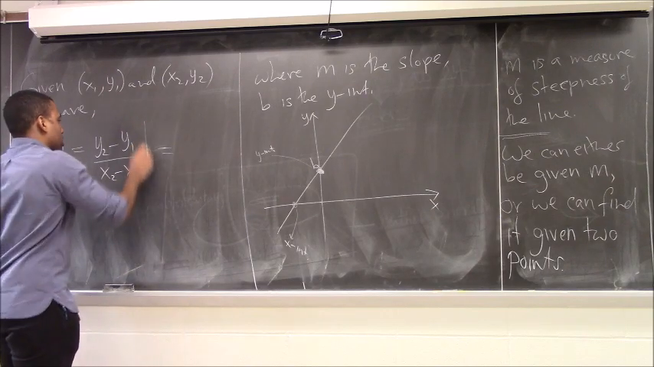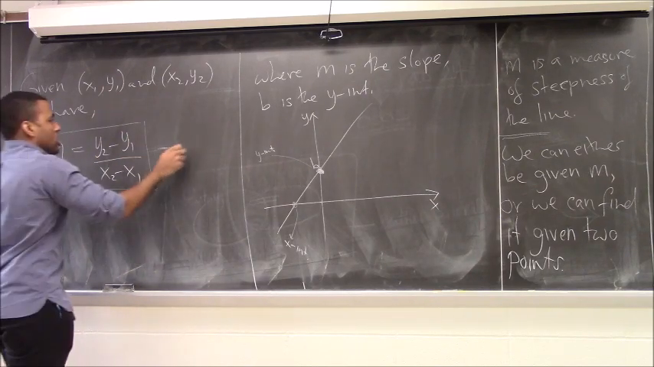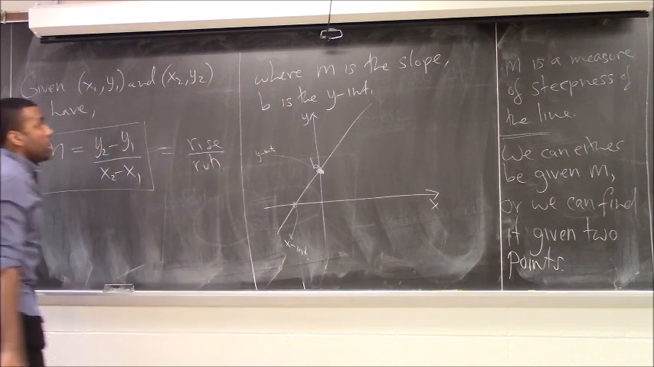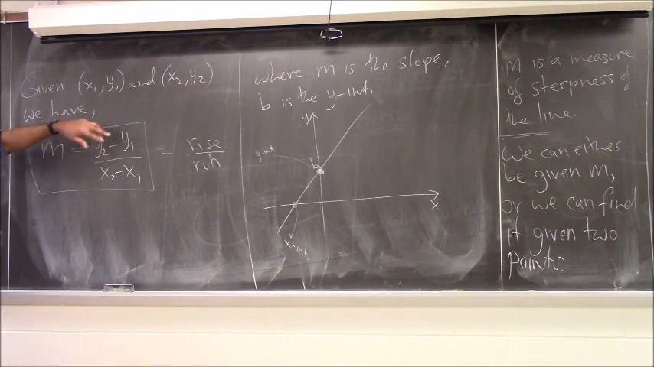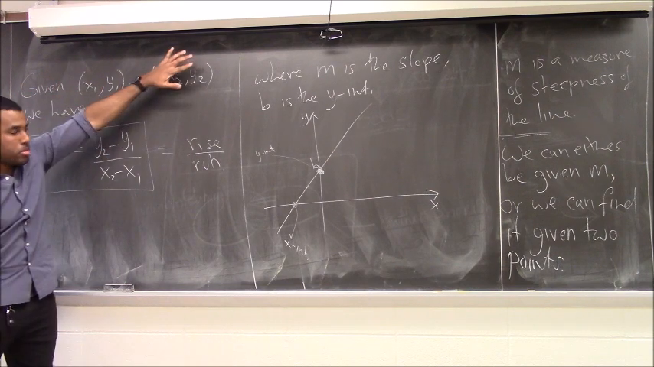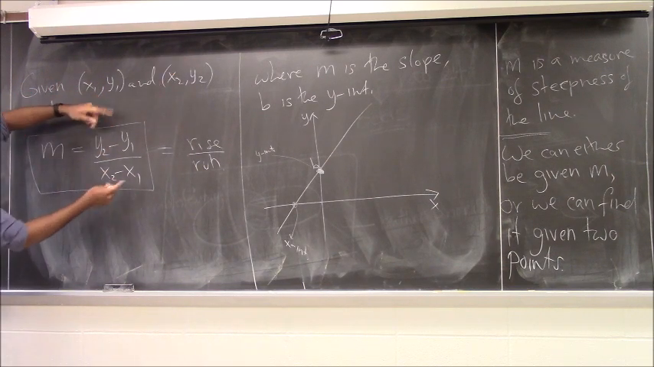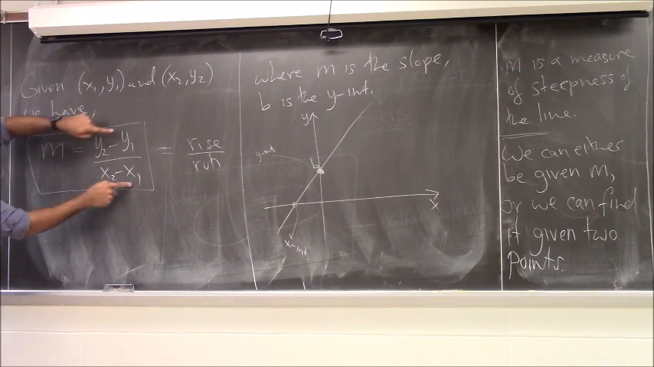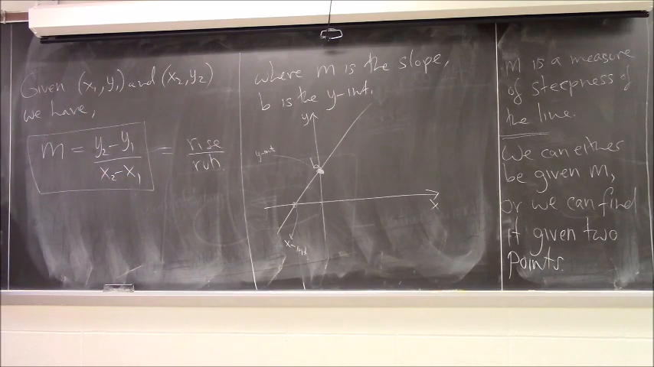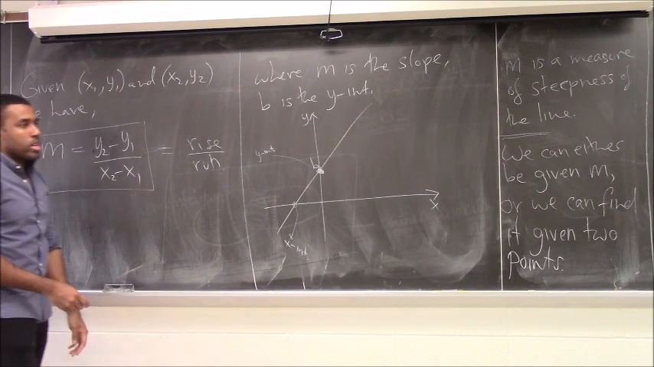This, by the way, is just a measure of the rise over the run. And in general, it doesn't matter what order you do things. It doesn't matter which point you pick to be your x1, y1 and which point you pick to be your x2, y2. Just make sure they line up correctly, right? The x and y's for each individual point are right on top of each other, and there's a subtraction in the middle. And that's just a measure of the rise over the run.